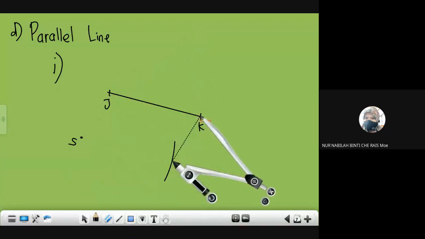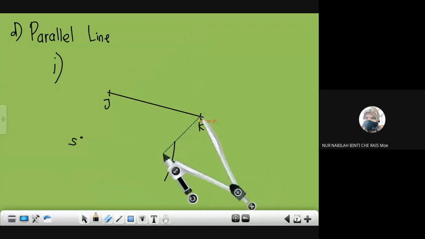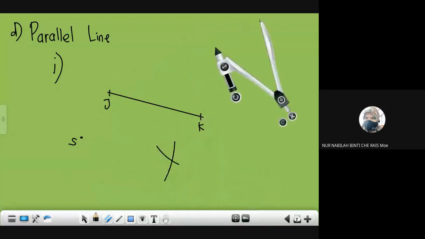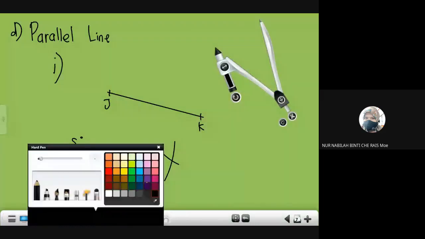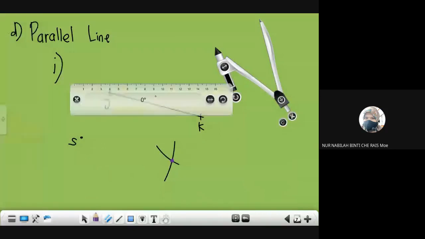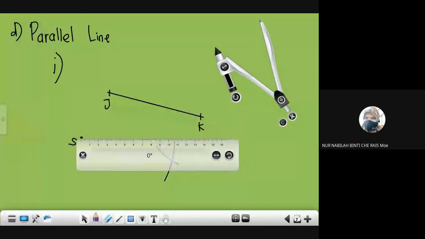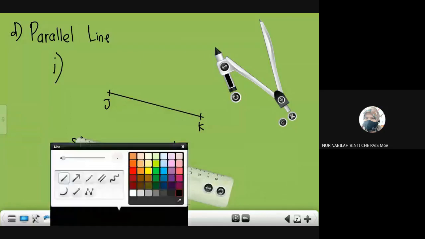Okay, you move to K, and then you draw an arch here. Like that. So you have one point. Okay, new point here. So what you have to do is you join from S to this point. So this is your S and this is your point. So you draw a line from here to here.